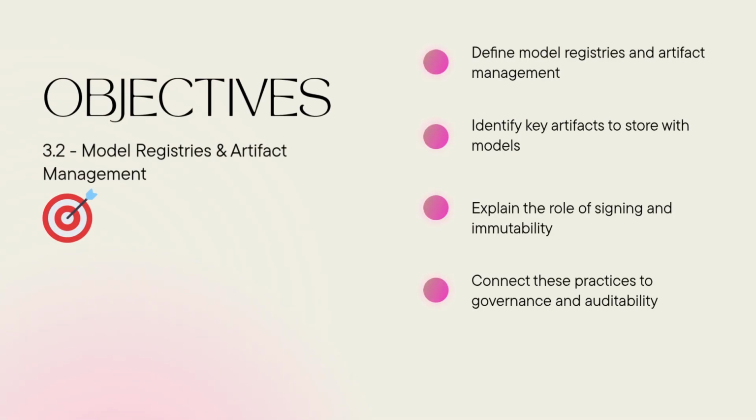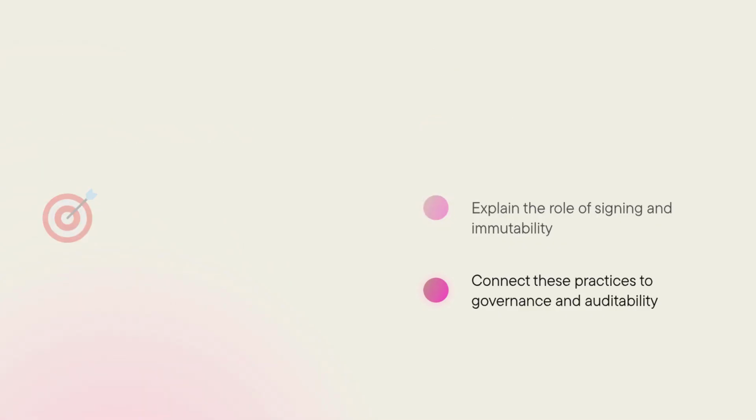By the end of this lesson, you'll be able to clearly define what a model registry is and why artifact management is critical for enterprise AI. You'll know which artifacts, like binaries, metadata, and validation outputs, must be captured for compliance and reproducibility. You'll also understand how signing and immutability protect the integrity of your models and how these practices strengthen governance and audit readiness across the AI life cycle.